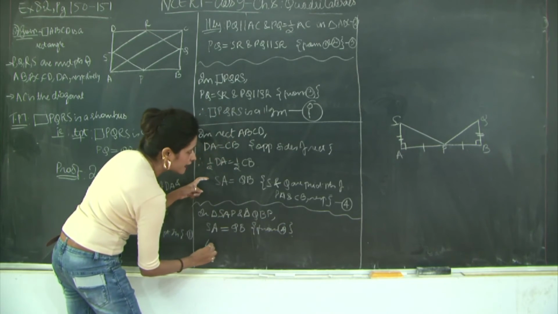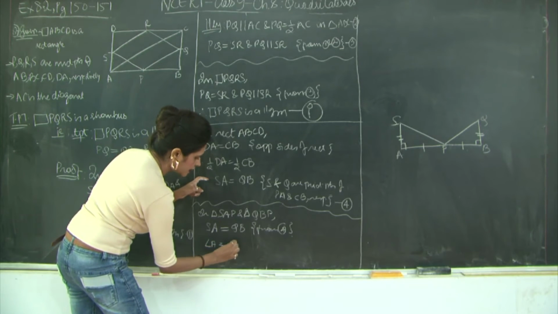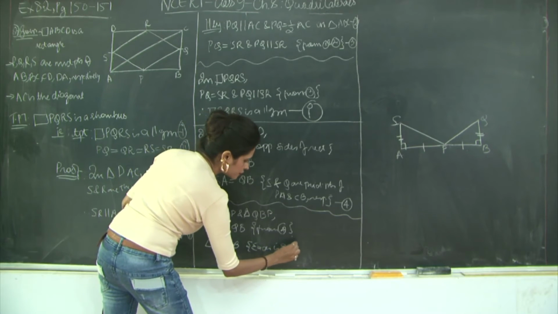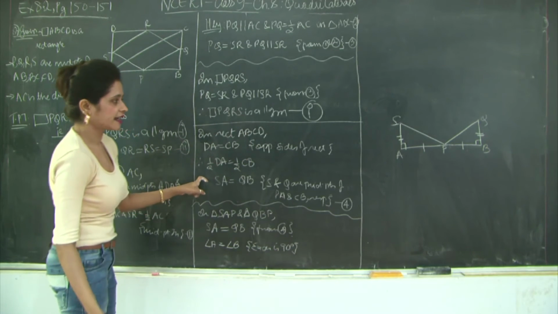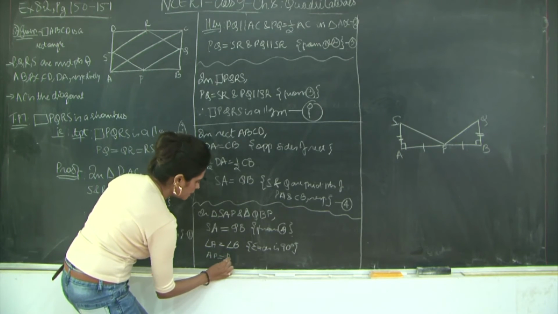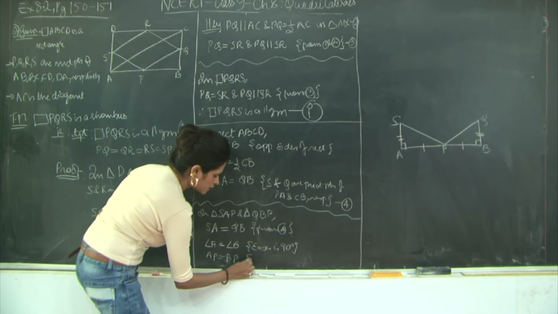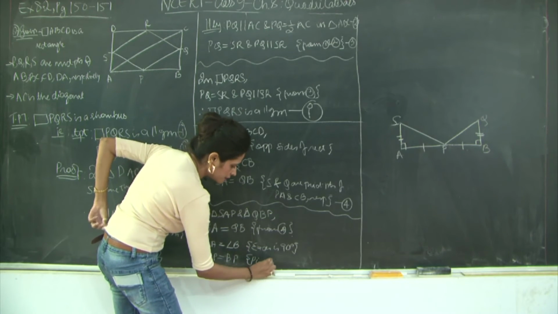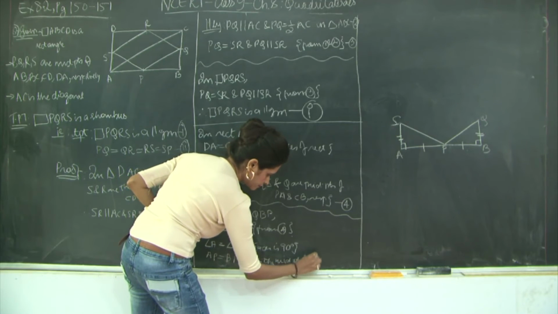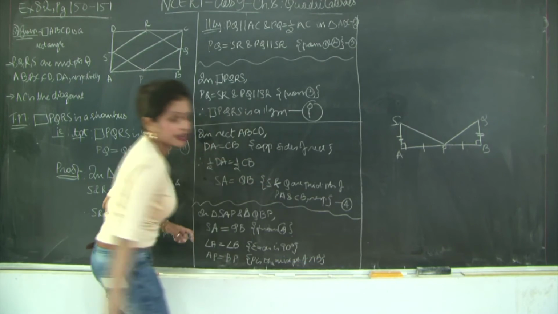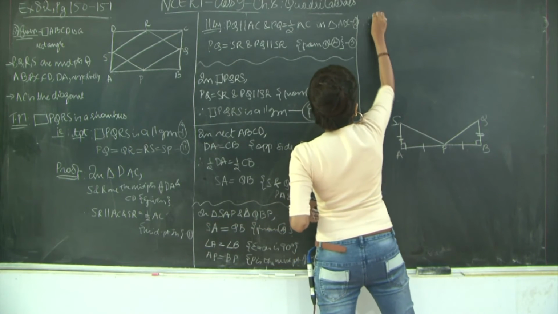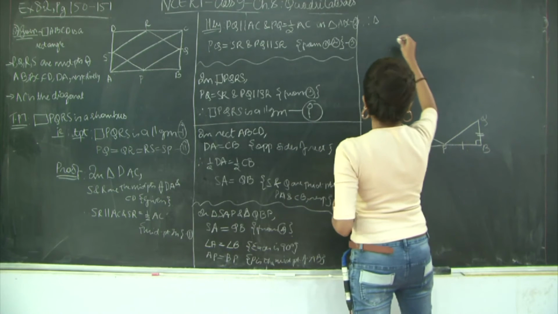Then I will say angle A is equal to angle B. Each is 90 degrees because it is the angle of my rectangle, we know that. And AP is equal to BP. Why? Because it is given that P is the midpoint of AB. Therefore, my two triangles are congruent by the side angle side test of congruence.